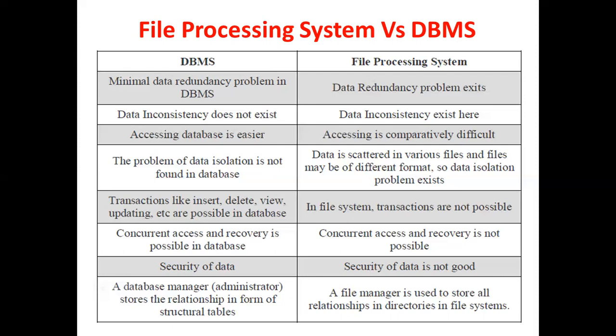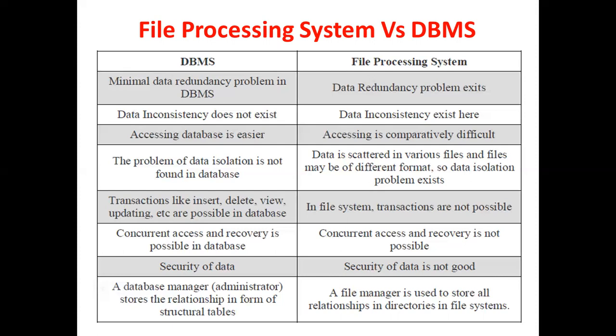Any kind of management or modification like insert, delete, view, update is very easily carried out in the database system, but that is not easily carried out in a file processing system. The next one is the concurrency problem. Concurrency means that at one time the data is handled by a number of users. That is very easily carried out within the DBMS, but it is not possible for the file processing system.